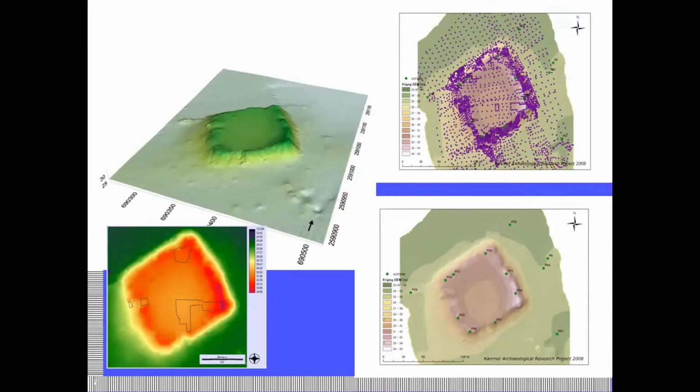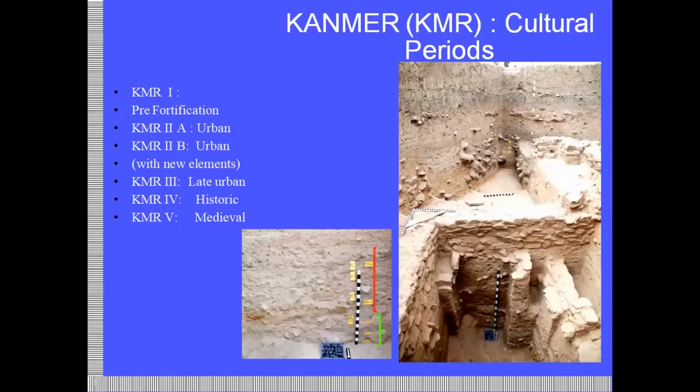The peripheral area is higher. So it turned out to be correct. This is just to show you the cultural sequence we had at the site. We have pre-fortification deposit at the site.